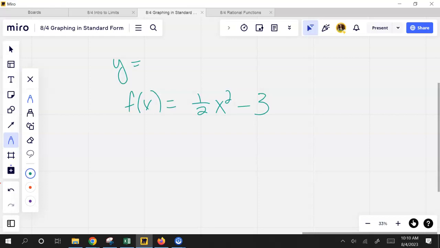Is this a quadratic? Yes or no? Yes. How do you know? Highest exponent on the variable is 2. Okay. I'm missing something though. What am I missing? I'm missing B. But really B is still there. You just don't see B. A is a half, but B is 0. You're exactly right. B is 0. What is C? -3.